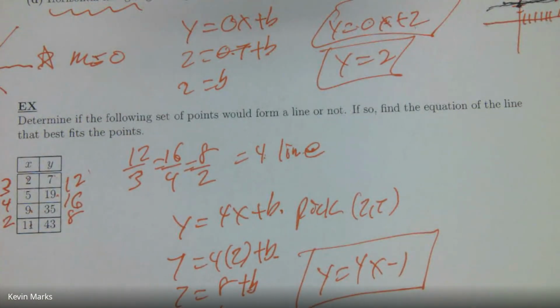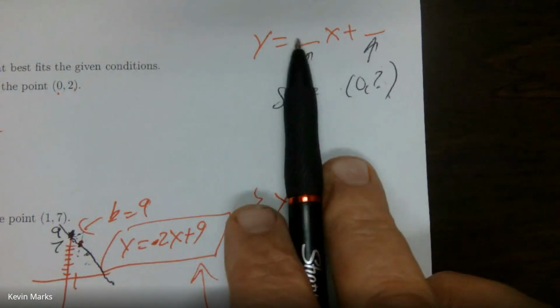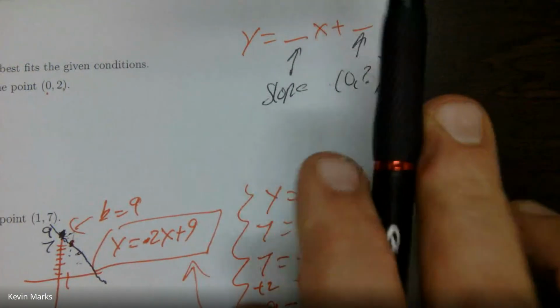All right, so what's the punchline to all this? What makes a line a line? Same slope. How do you find the equation of a line? Figure out the slope, figure out the y-intercept, plug them in. There you go.